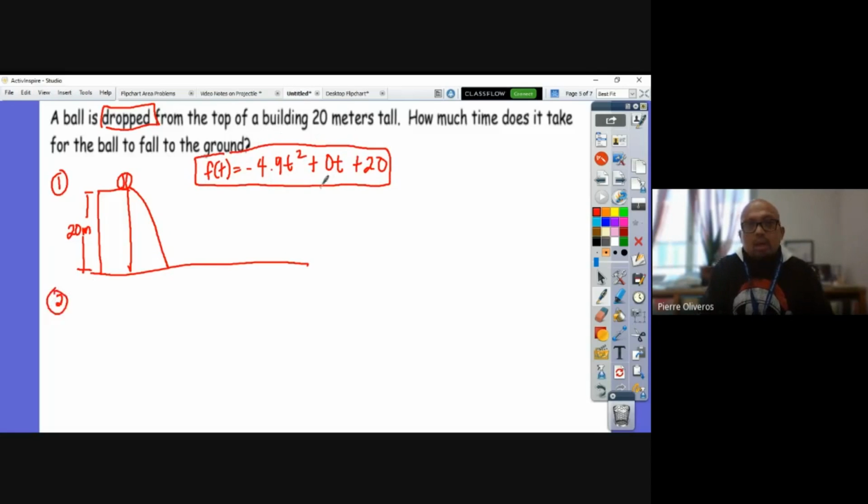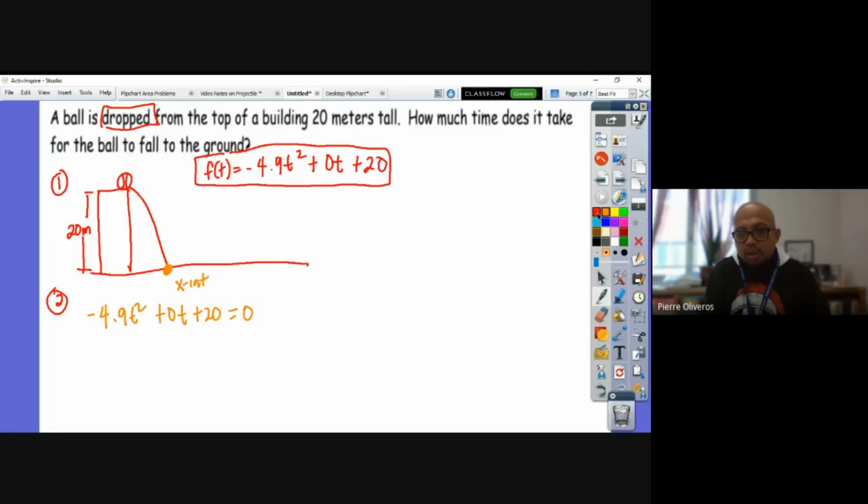Step two, we're going to solve for the 0 here. We're going to find that x-intercept there. That's a 0. That will tell us the time when the ball hits the ground. So you have several options in solving here. You can do the quadratic formula or complete the square. But for this case, since my b here is 0, I'm going to use taking square root. Okay, so negative 4.9 t squared plus 0t plus 20 is equal to 0.